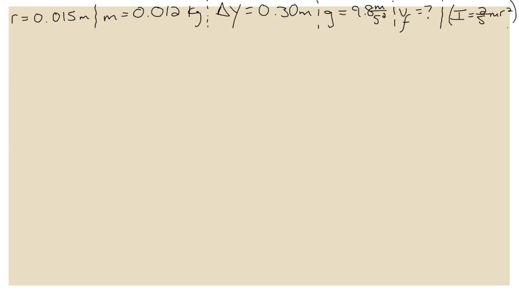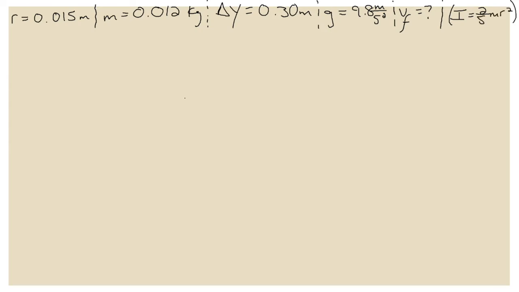We need our delta y here, the height of the ramp, 0.30 meters. And of course, we're going to need g as well, 9.8 meters per second squared. And we are looking for the speed of the marble when it reaches the bottom. Something you're going to need is the equation for the rotational inertia of the sphere. Remember, a marble is a sphere, and so that's 2/5 mr squared.